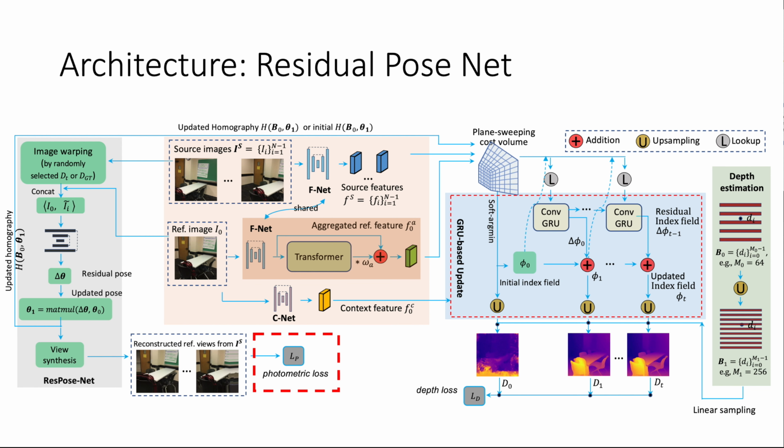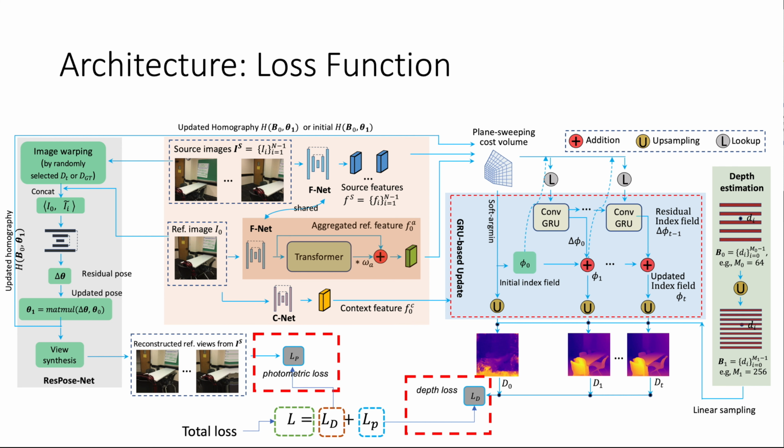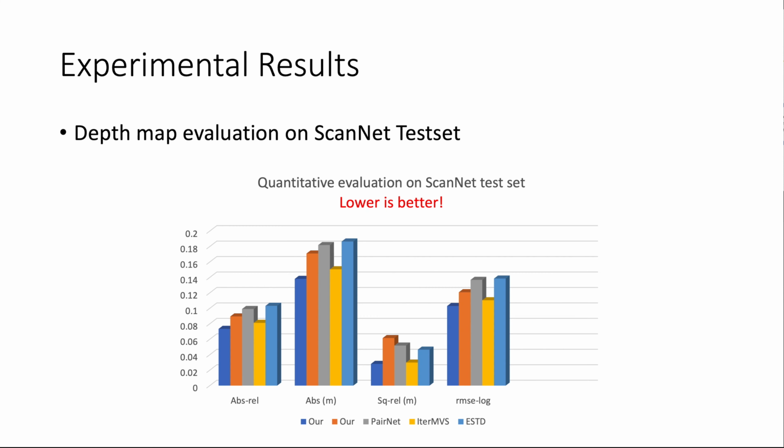The photometric loss is applied here to supervise the residual pose network. The total loss is then defined as the sum of the photometric loss and the depth loss.